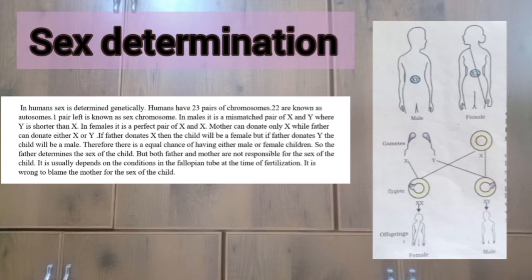Now there is another question we have to deal with: whether it is the mother or the father who is responsible for the sex of the child? The answer is no, no one is responsible for the sex of the child. The sex of the child is determined by the conditions in the fallopian tube during fusion. So we cannot say that the father is responsible for the sex of the child or the mother is responsible for the sex of the child. But of course, the sex of the child is determined by the father.